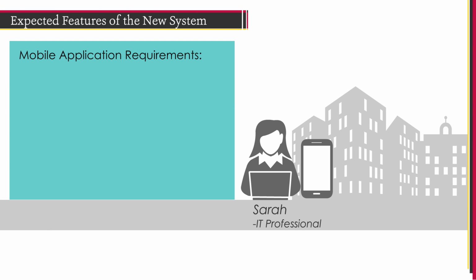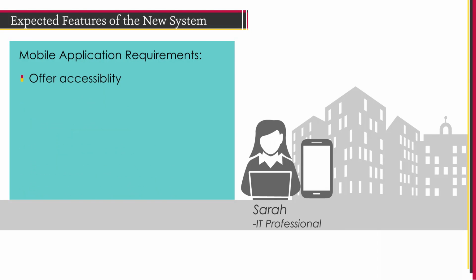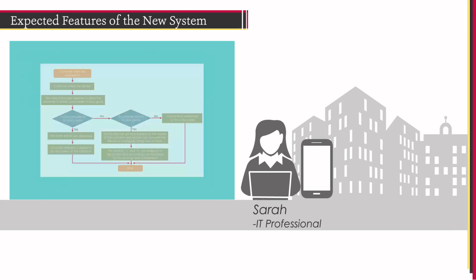In their response, the management told Sarah that they want a mobile application for collecting orders, increasing efficiency, and keeping customers engaged. In addition, they expect the application to help in reaching more customers, understanding customer food preferences, and customer satisfaction for the food currently served by the restaurant. The application should be easily accessible from any location at any time. It should provide all visitors with adequate information to place an order.